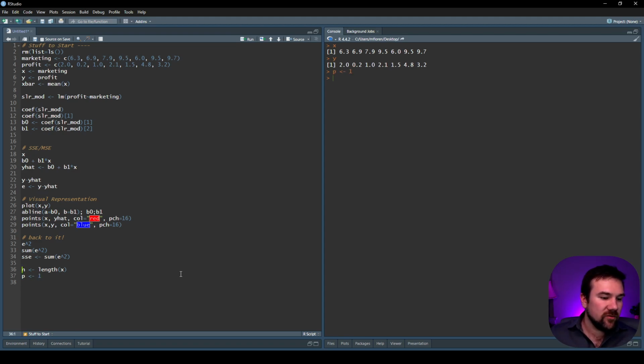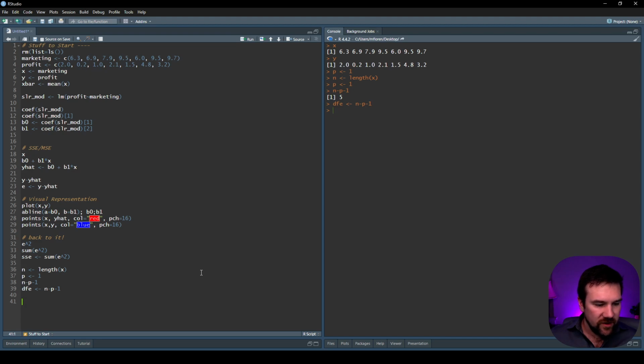p, for simple linear regression, is how many independent variables I have. In simple linear regression, the answer is always 1. In multiple linear regression, you might have to think about it, but just think, how many independent variables do I have? And then my equation for the degrees of freedom for error is n minus p minus 1, or in this case, that's going to be 5.